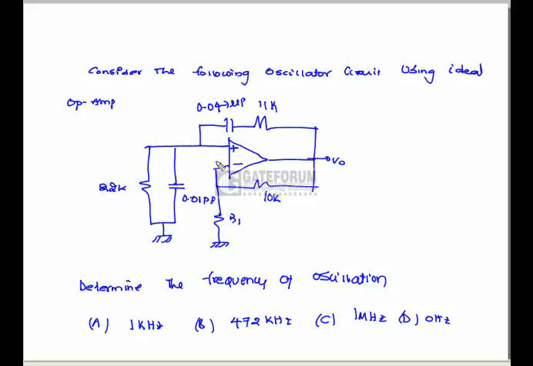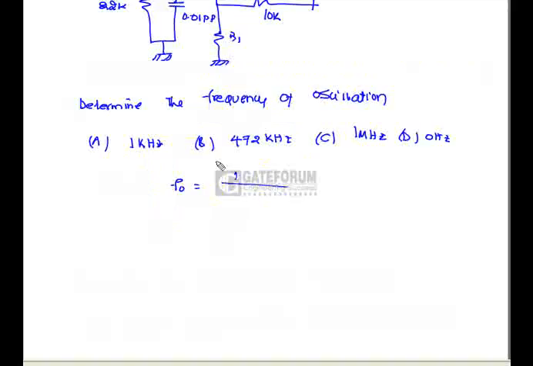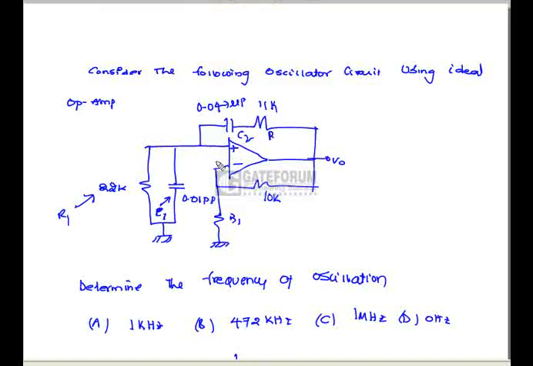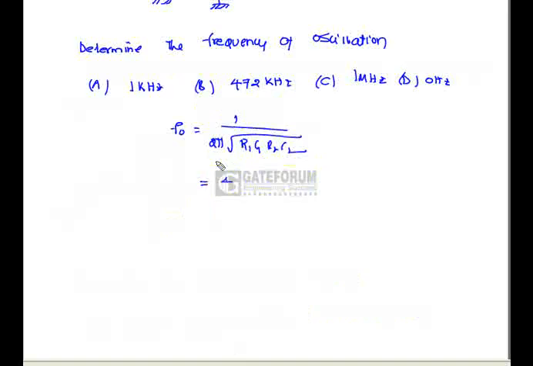Consider the following oscillator circuit shown with the ideal op-amp. Determine the frequency of oscillation. From the circuit shown in the question, we came to know that this is a Wien bridge oscillator using an op-amp. For the Wien bridge oscillator using an op-amp, the frequency of oscillation is given by 1 by 2 pi root of R1 C1 R2 C2. If we substitute the given values, we will get F0 as 472 kilohertz. Hence option B is correct.